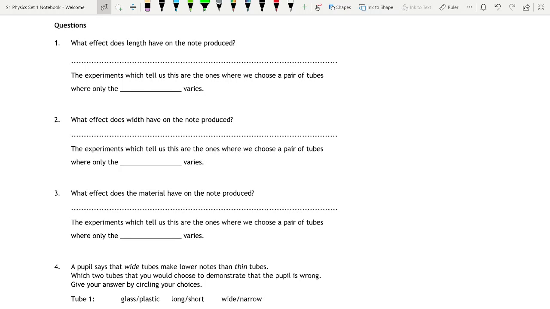Okay, we're going to go through these now. So what effect does the length have on the note produced? Is it louder or is it something else? Yeah, so if it's longer, it's a lower pitch, and if it's shorter, it's a higher pitch.